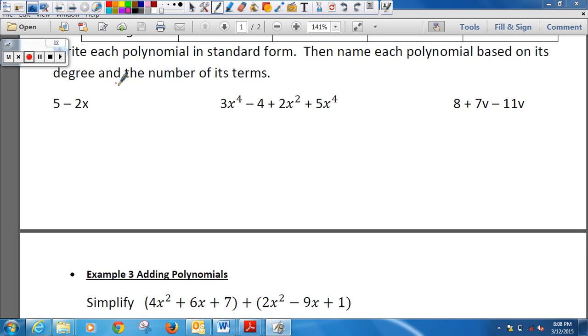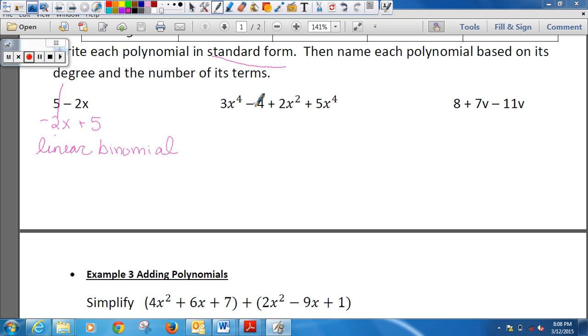So remember to be in standard form. Exponents go from greatest to least, so negative 2x plus 5. The thing I would caution you on is to make sure that you see the subtraction here. 5 is the first term, negative 2x is the second term, so you have to take the signs with the term. If I look here, I have an exponent of 1, which makes this a linear. It has 2 terms, so it's a linear binomial.